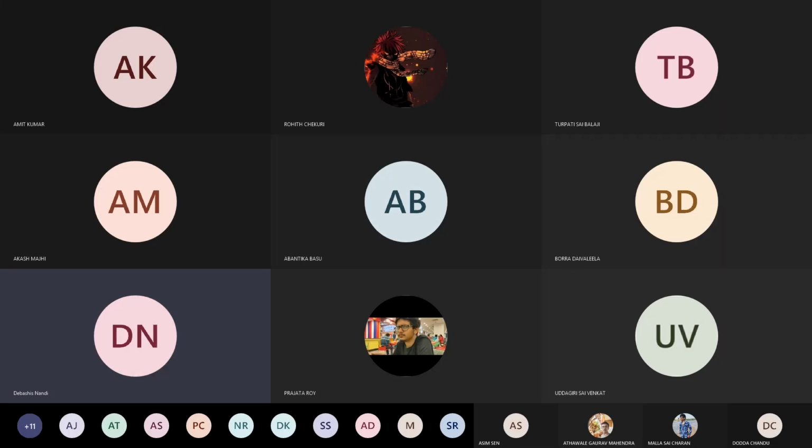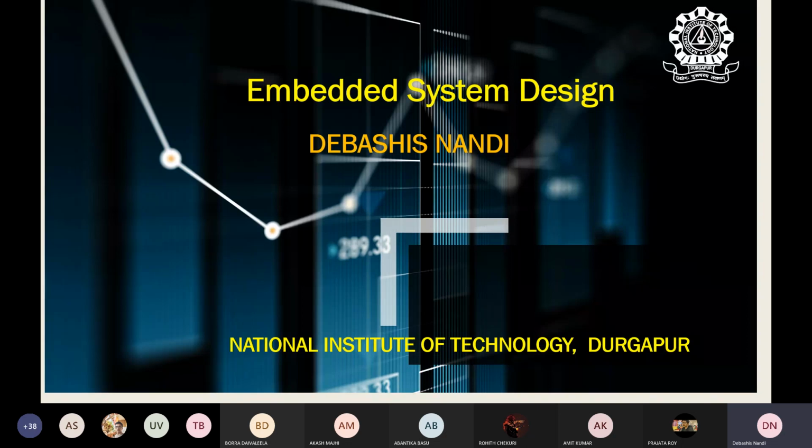Here in this class, I will take 19 classes, or it may be slightly more also. The part which I will cover for this embedded system design is the hardware part, basically, and the software part, the programming part, other teachers will take. For embedded system design, I want to discuss this hardware part.